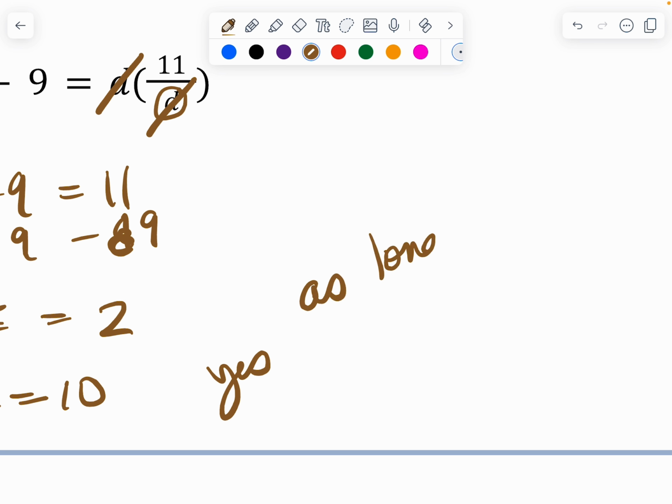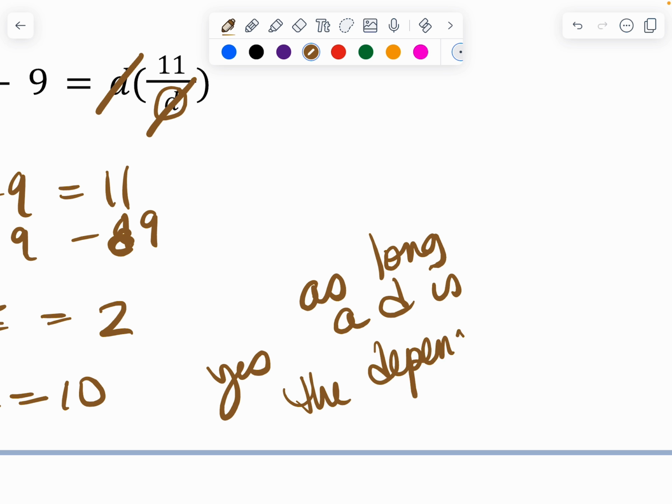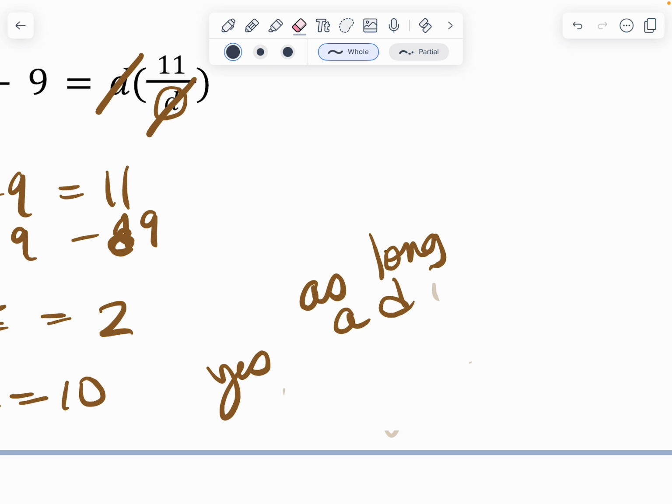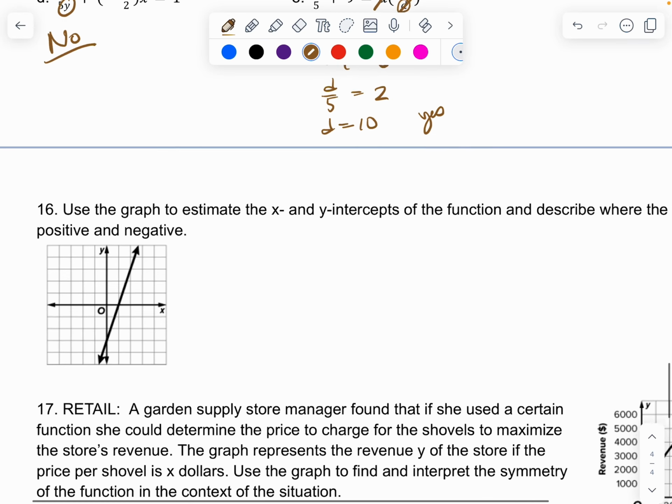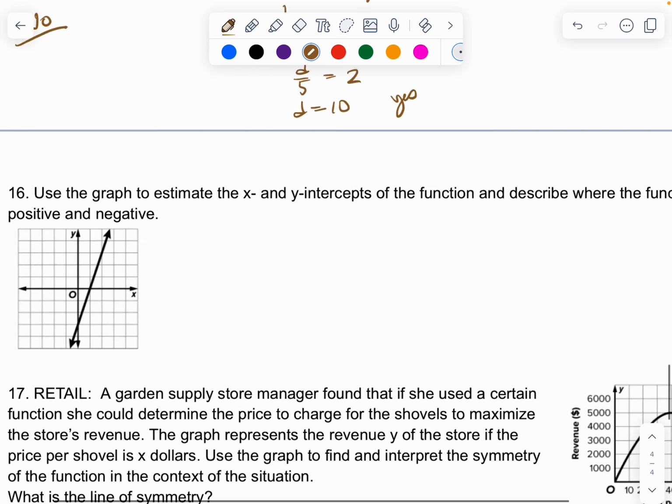As long as d is the y, I shouldn't say the y, I should say the dependent variable. Oh no, it doesn't even matter on that. It could be the independent, or they just wouldn't be a function if it was the independent. So yes, because it would still make a line. It would either make a horizontal or vertical line. So that's good.